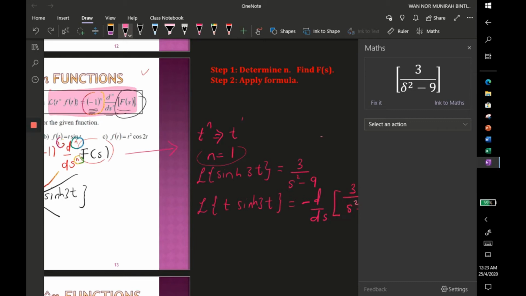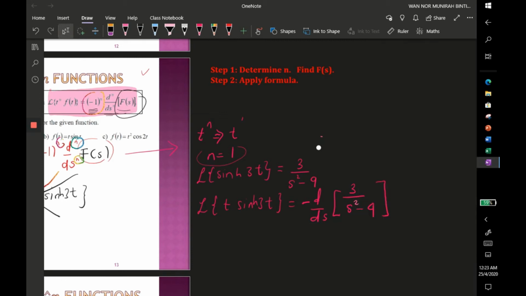Oh, it can't read my handwriting. My handwriting is, okay, tak apalah. Padamlah. Buruk, memang buruk. Tak betul pun saya tulis ni.